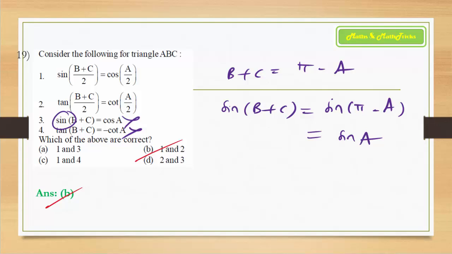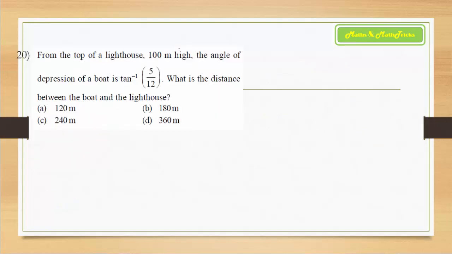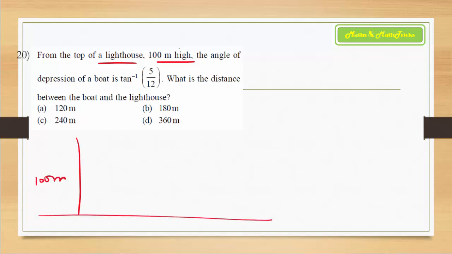Alright, now coming to the last question of this session. From the top of a lighthouse which is 100 meters high, the angle of depression of a boat is, suppose here there is a boat, and this is the horizontal line of sight. This angle of depression which they mentioned will be alternately made here. So this is tan inverse of 5 by 12, given. So what is the distance between the boat and the lighthouse?